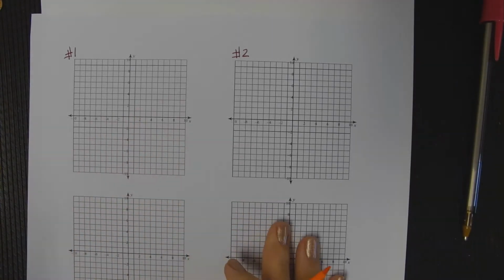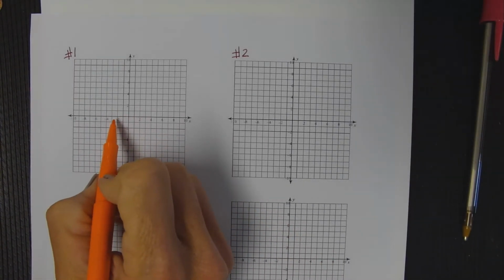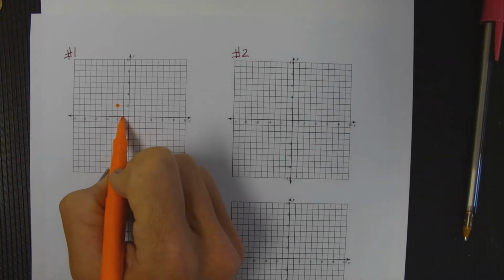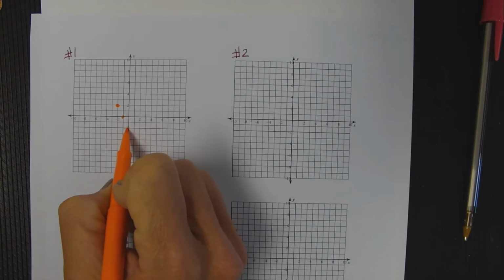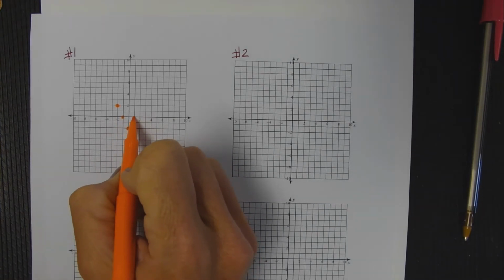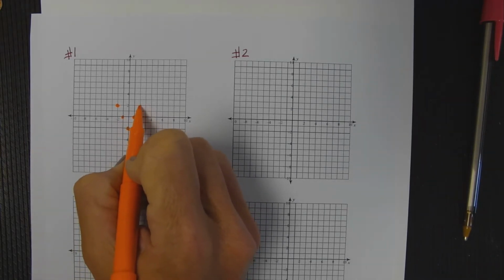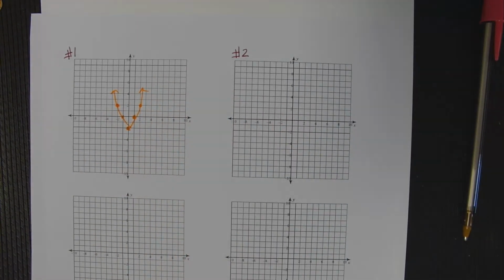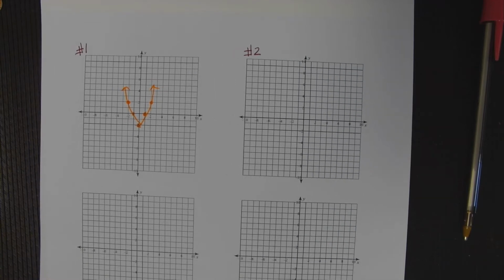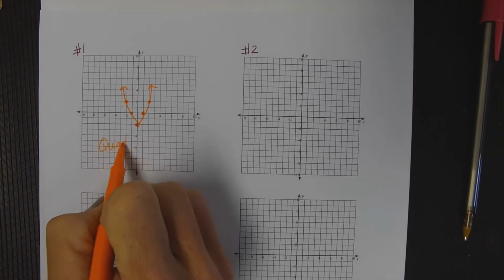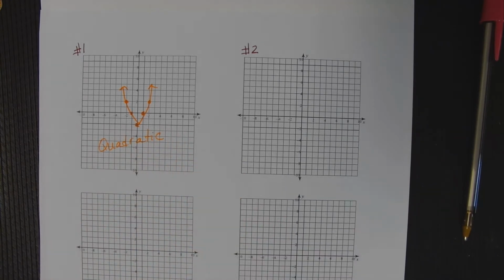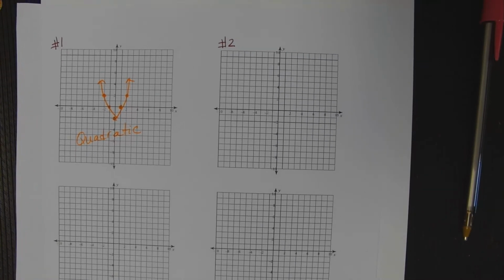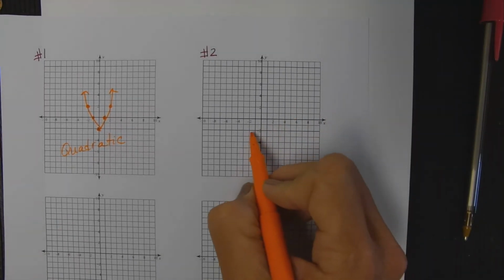Shouldn't take very long. What does number 1 look like? Number 1, what is this? Quadratic, linear, or exponential? This is, clearly it's a quadratic, right? Any questions on that? All right, number 2.